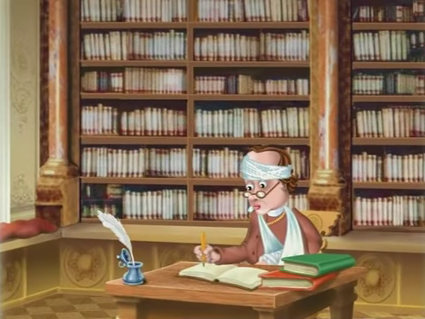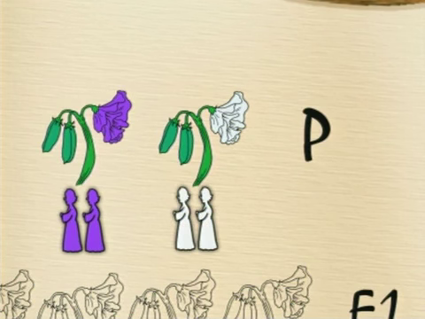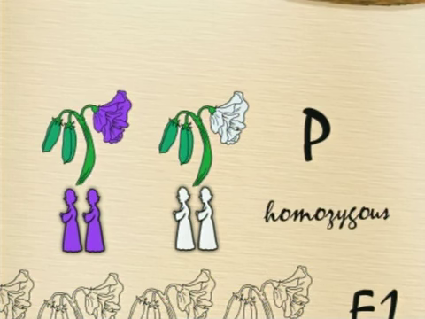This is how Mendel explained his results. His parent plants, the P generation, bred true for color. This meant they each had a pair of matching genes. The purple plant had 2 dominant genes, and the white one had 2 recessive genes. A genotype with 2 copies of the same gene is called homozygous.